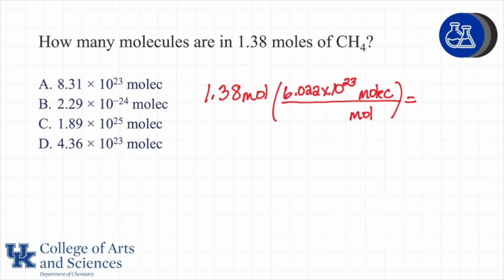Now I can do the calculation of 1.38 times 6.022 times 10 to the 23rd and get 8.31 times 10 to the 23rd molecules. And A is our correct answer.